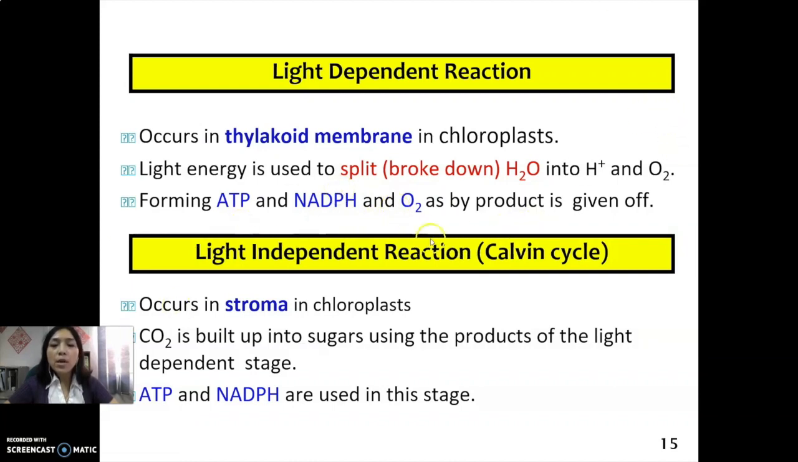While the light-independent reaction, the Calvin cycle, occurs in the stroma of the chloroplast. They do not absorb sunlight in this step, but they will take carbon dioxide and build it up into sugar, using the products of the light-dependent reaction. The products from the light-dependent reaction are ATP and NADPH.